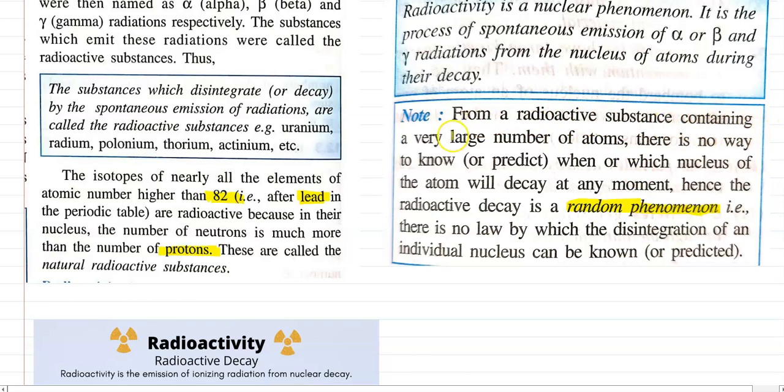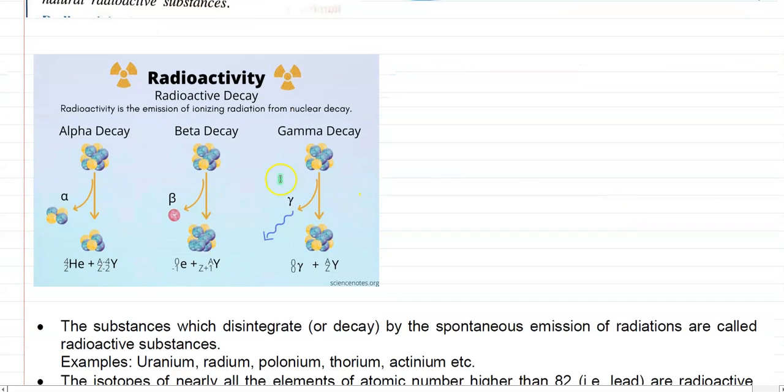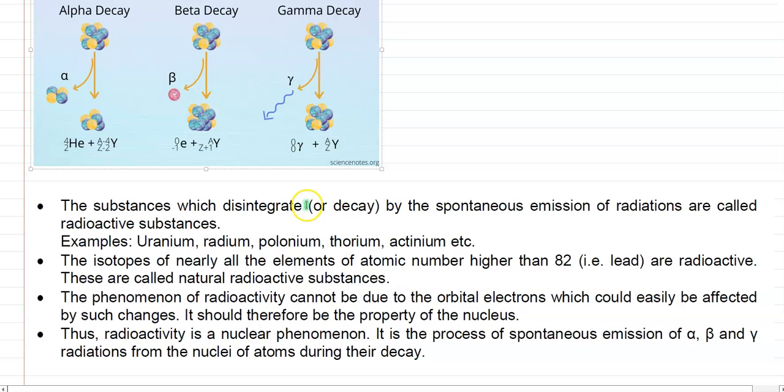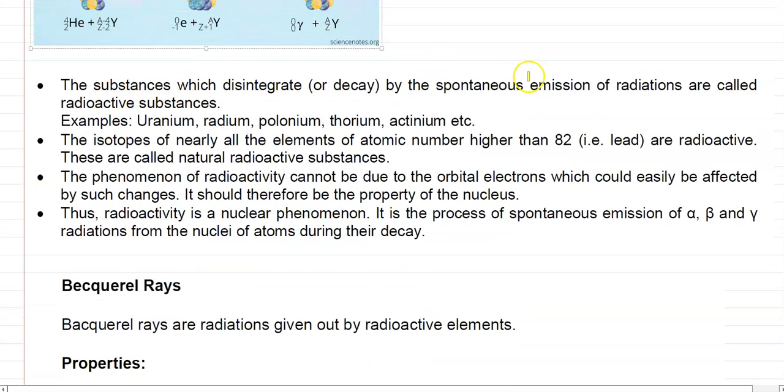A radioactive substance contains a very large number of atoms. There is no way to know where, when or which nucleus of an atom will decay at any moment. Hence radioactive decay is a random phenomenon. So radioactive material emits three types of radiation. Alpha decay is the emission of an alpha particle, beta decay is the emission of a beta particle, and gamma decay is the emission of gamma radiation. So this is the definition.